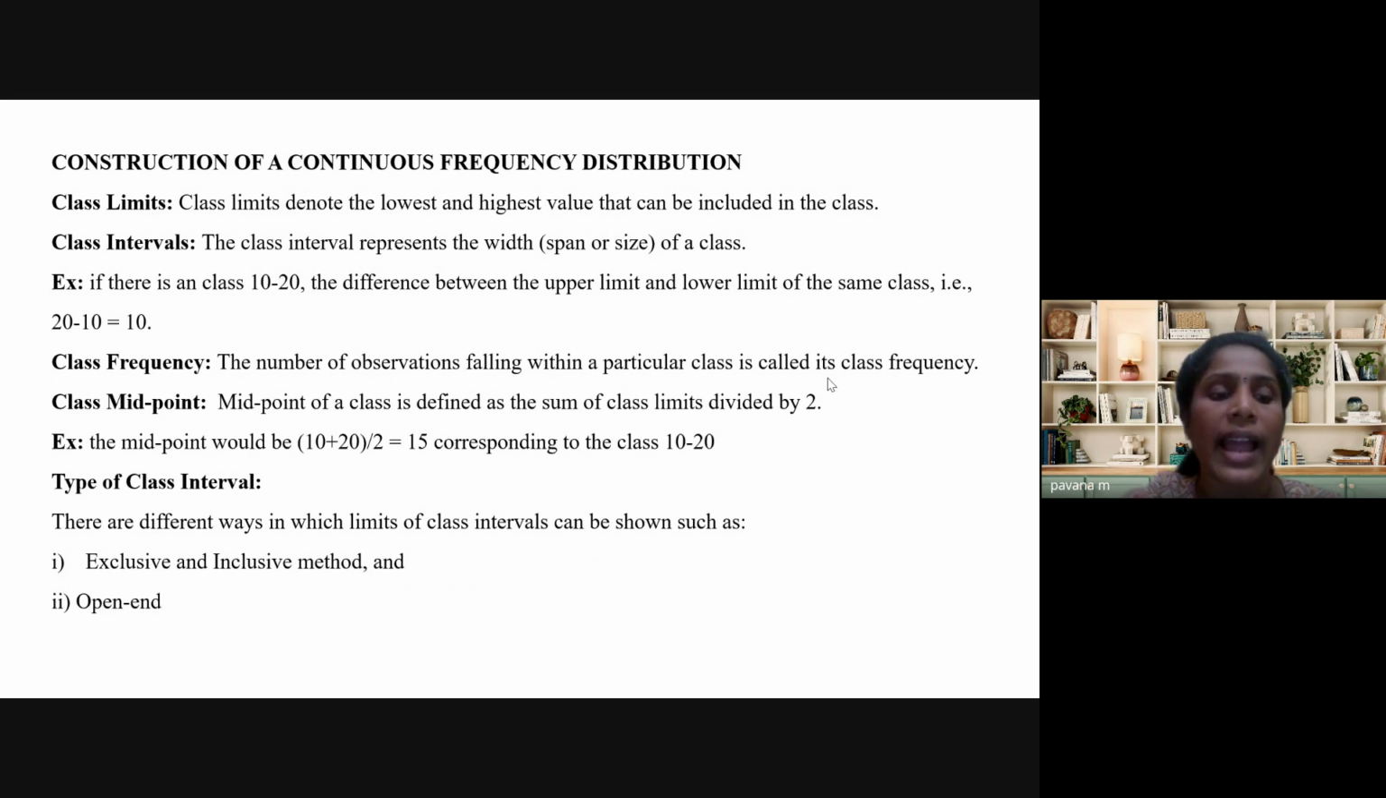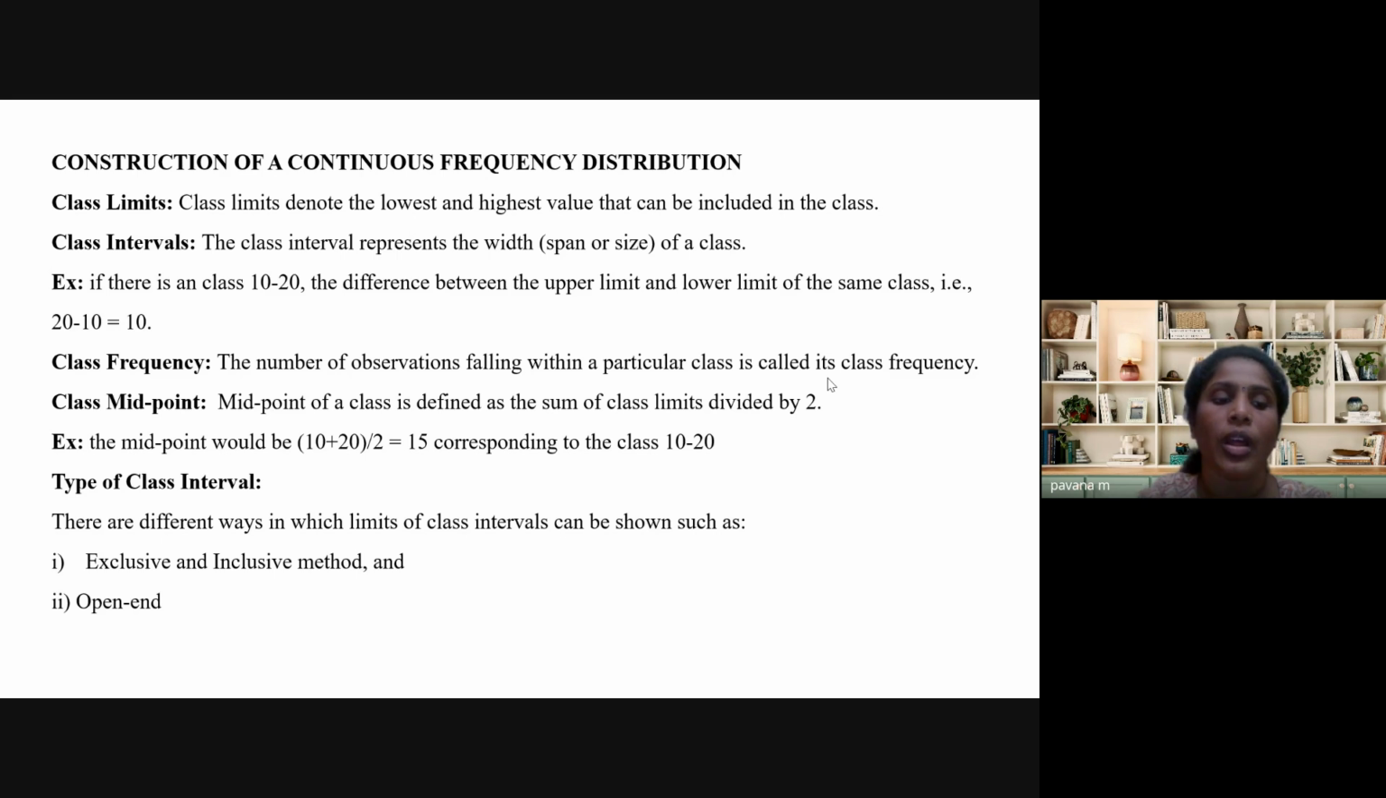Okay, and next, class midpoint. Suppose we take 10 to 20: the midpoint is 10 plus 20 by 2, that means 30 by 2, which is 15. So the point which lies between the two ends of the interval is called the midpoint. Suppose 20 to 30, 25 is the midpoint. So the middle value of a particular class is the midpoint.